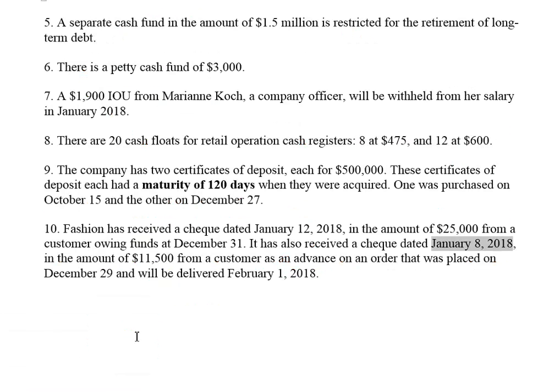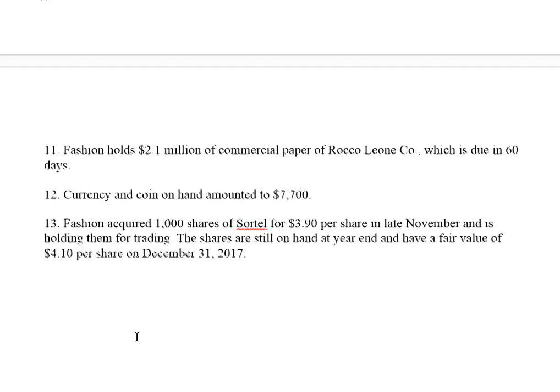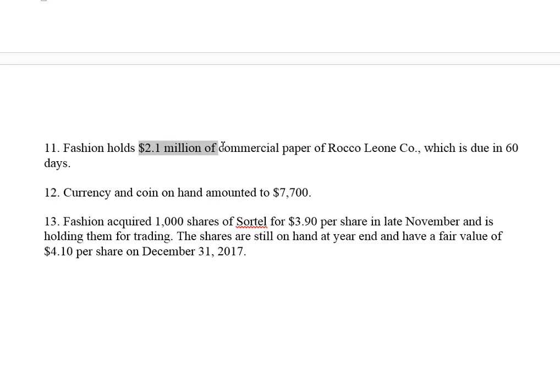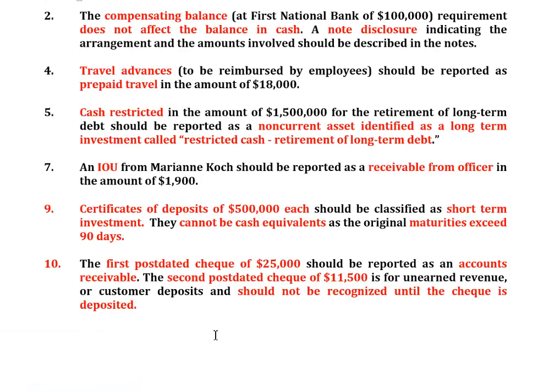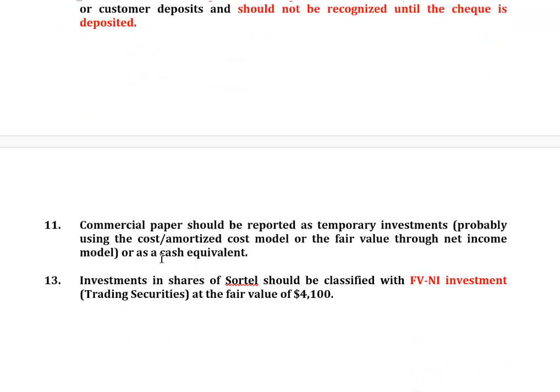Now, let's look at the next item. It says Fashion holds a $2.1 million commercial paper. Commercial paper is maybe like some kind of an income or security of Rocco Leone, and it's due in 60 days. Well, again, if it's due in 60 days, that means what? It's due within 3 months. So to us, that's like a cash equivalent. So, because it's like a cash equivalent, we would say it's not in cash. We set it up as a cash equivalent.